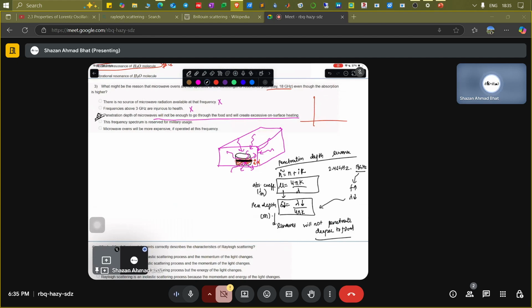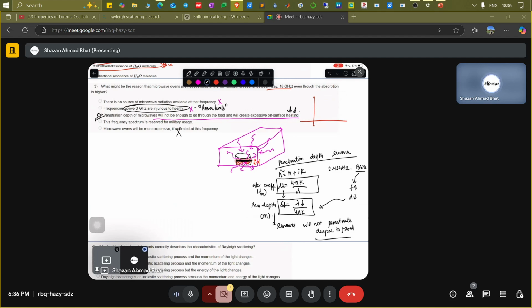What is the fourth option? This frequency is reserved for military usage. I don't know as such. Microwave ovens will be more expensive. I don't know, these don't sound logical. This one sounds logical. And I told you that these being injurious to health is not a concern, because it obviously depends upon the power levels.